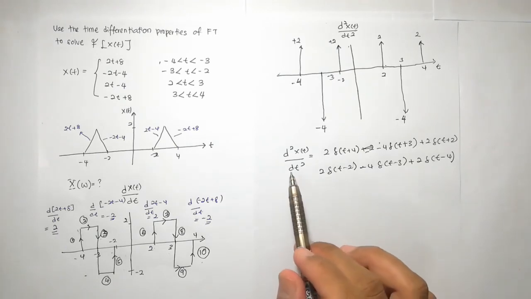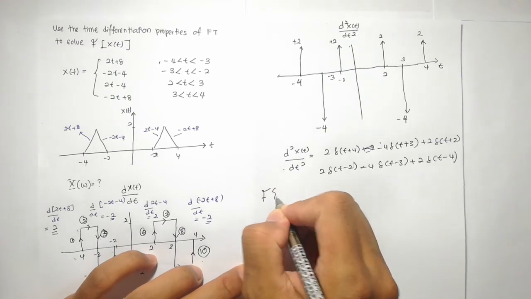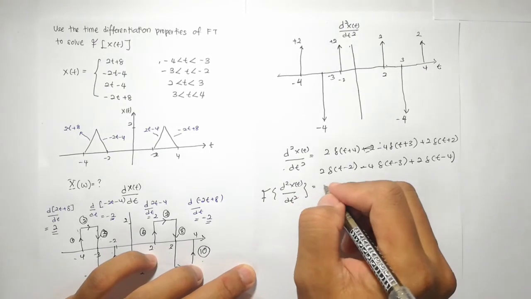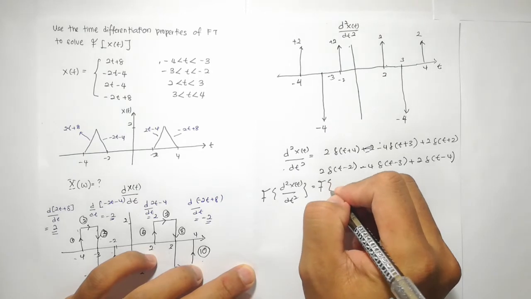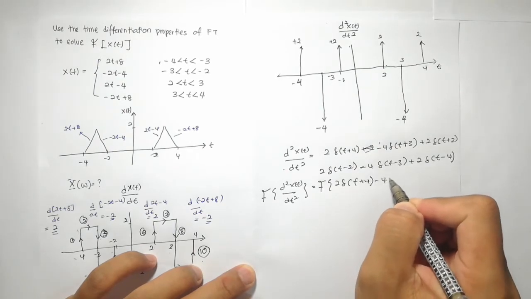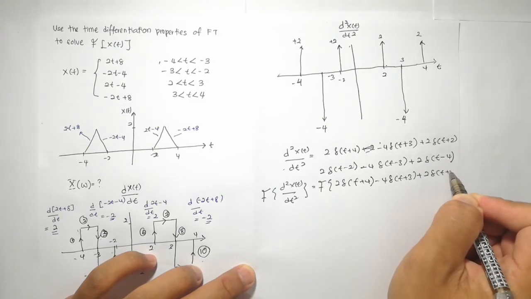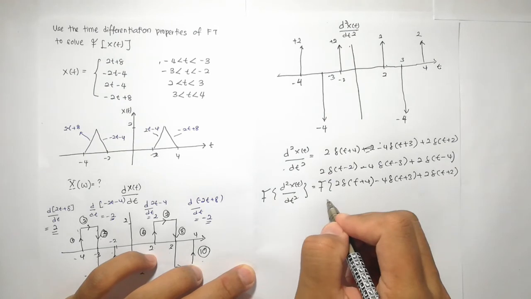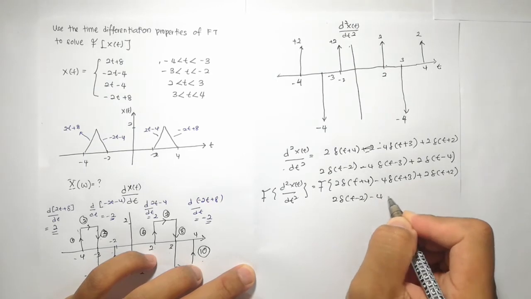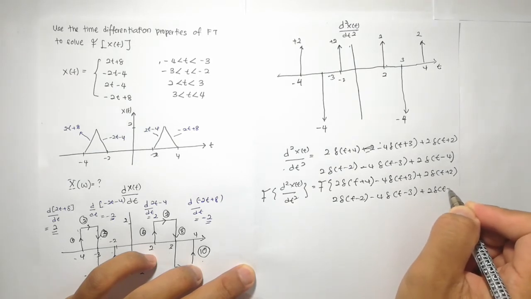We will find the Fourier transform of this. We do the Fourier transform for the left side, and then the same thing for the right side, which is 2 delta(t plus 4), minus 4 delta(t plus 3), plus 2 delta(t plus 2), and then this continues: 2 delta(t minus 2), minus 4 delta(t minus 3), and plus 2 delta(t minus 4).